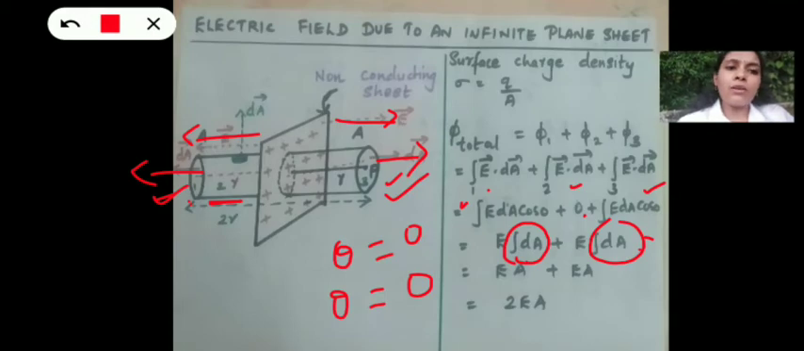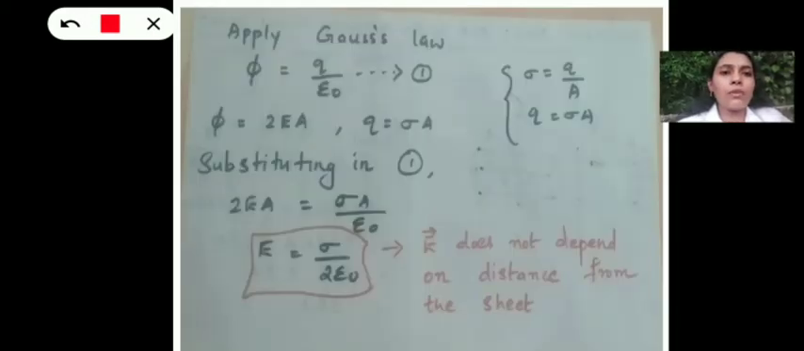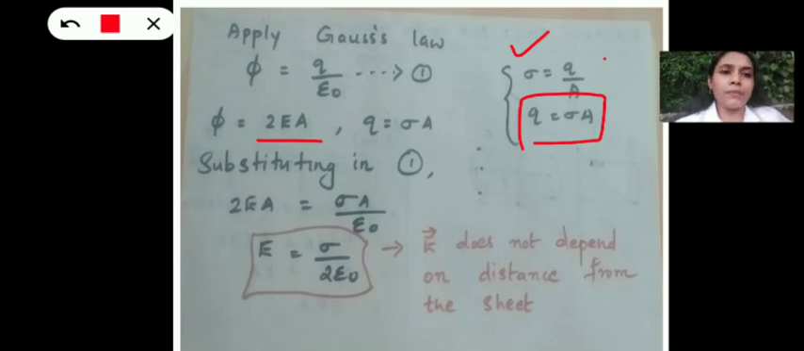Next we can apply Gauss's law. So when you apply Gauss's law, we will get phi equal to Q by epsilon naught. We already got the expression for phi. What is that? 2EA. And what is Q here? You know sigma, the surface charge density, is Q by A. We need to consider surface charge density here. Why? Because we have considered a surface charge distribution, a plane sheet. So therefore Q is equal to sigma into A.